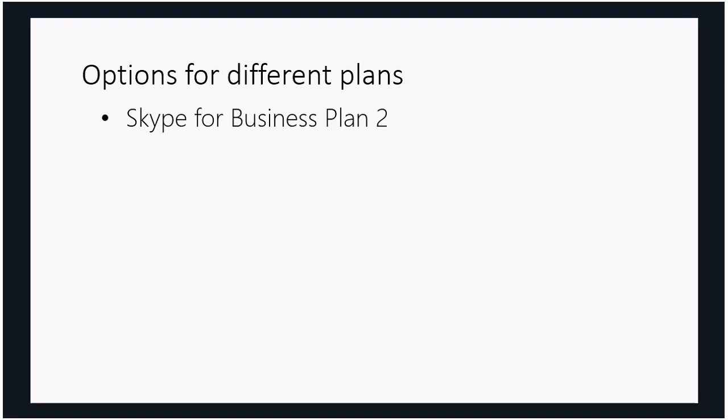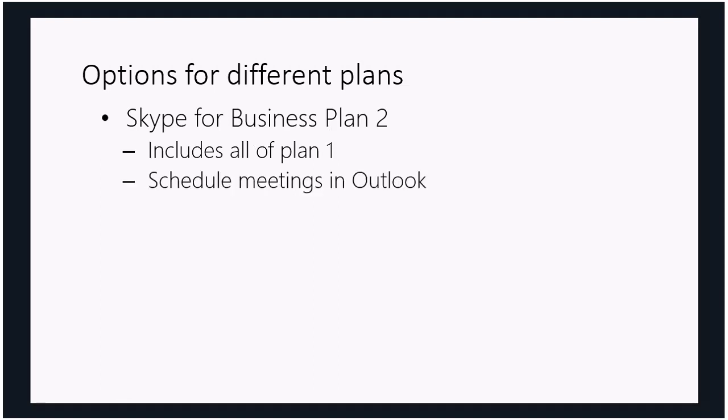Now, the better option is obviously Skype Plan 2. So it includes everything that I've talked about, all the basic messaging and conferencing ability that comes with Plan 1. But it includes, for example, the ability to schedule meetings in Outlook. So when you install Skype for Business and there is Outlook on the desktop, you'll receive an additional button in the calendar option that allows you to create a Skype for Business meeting and automatically put in the correct URL, which can then be forwarded out to attendees.